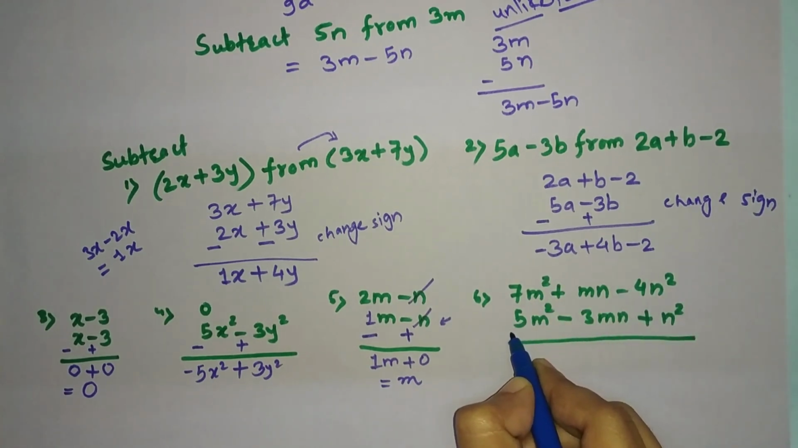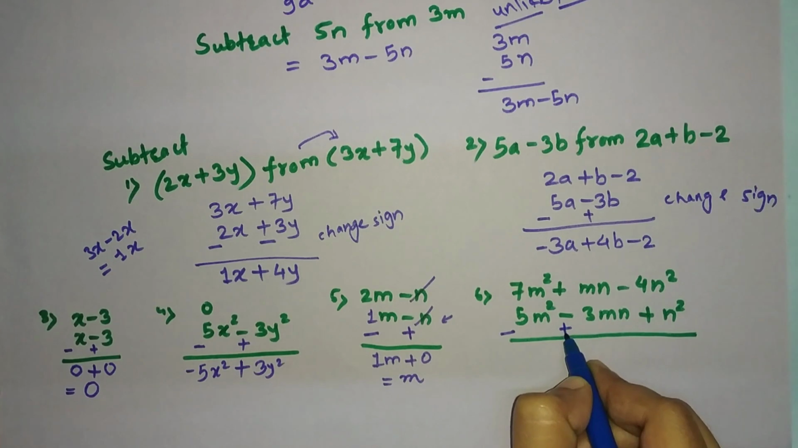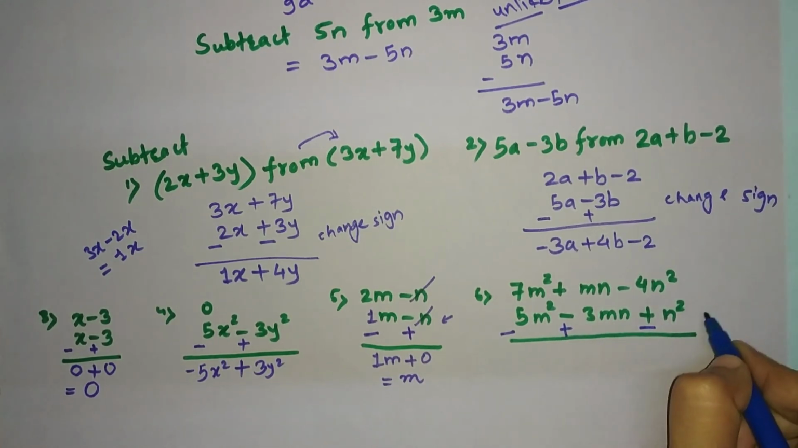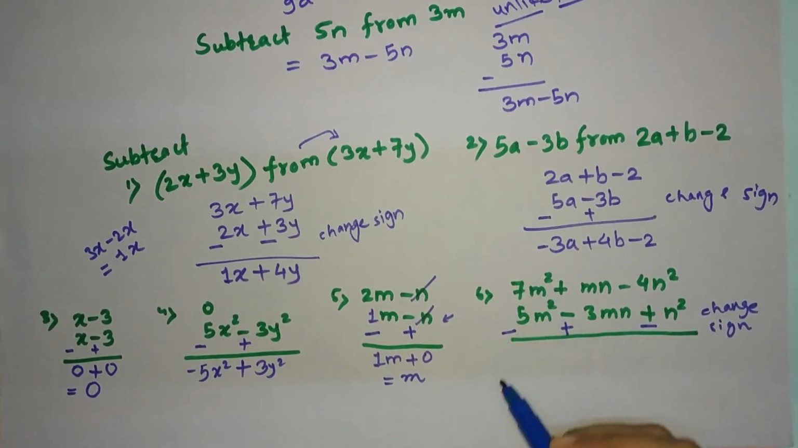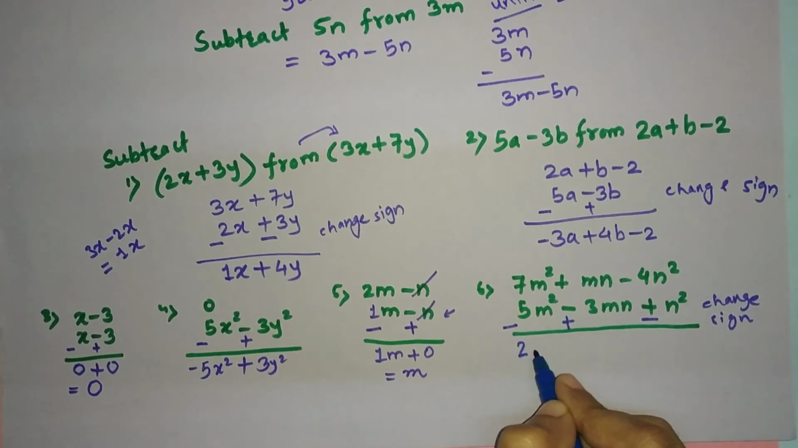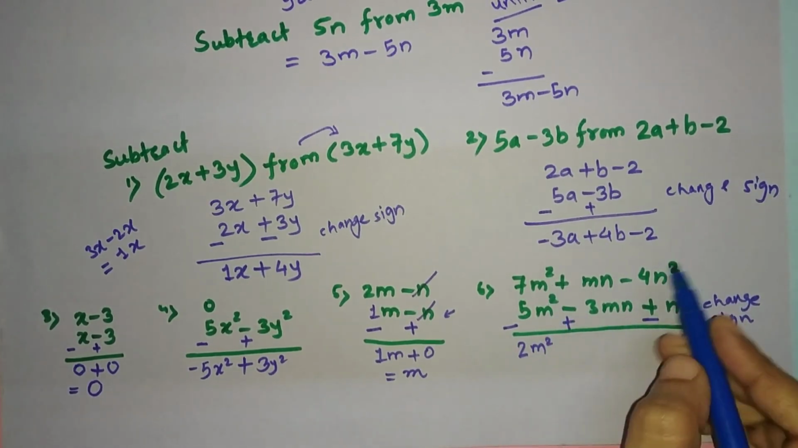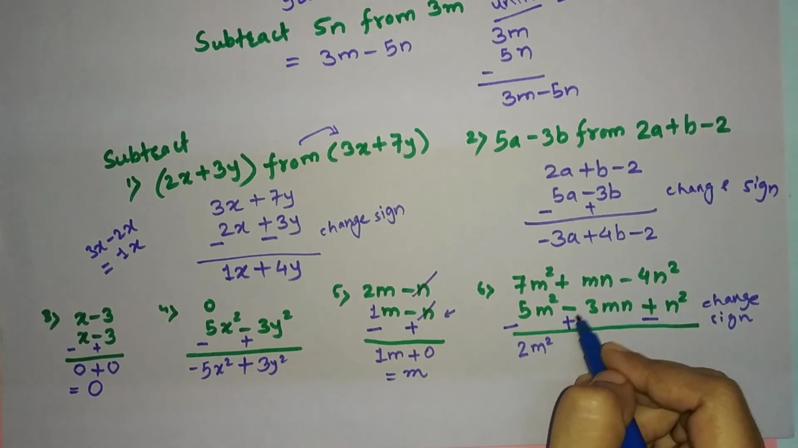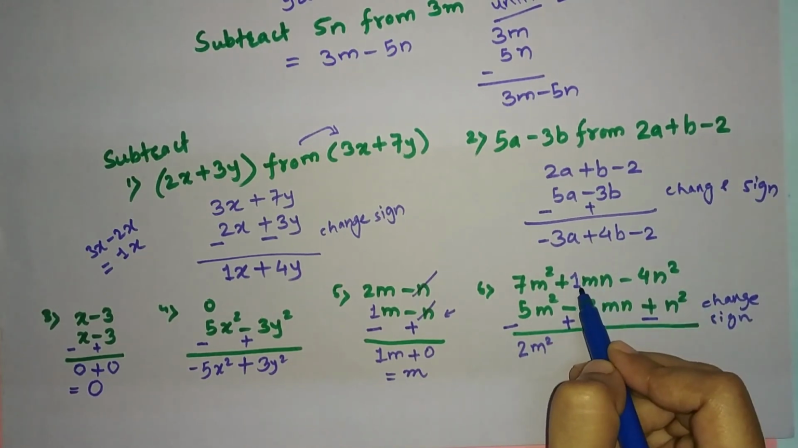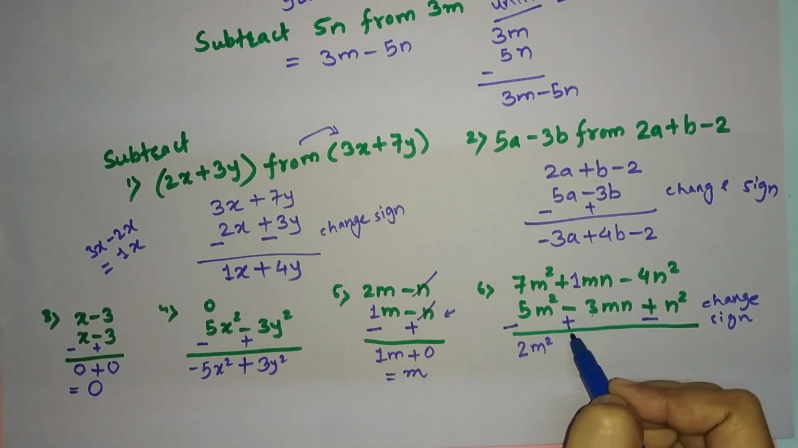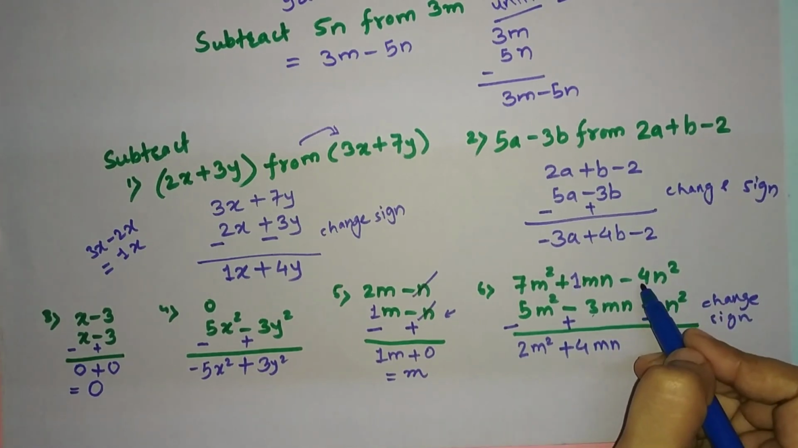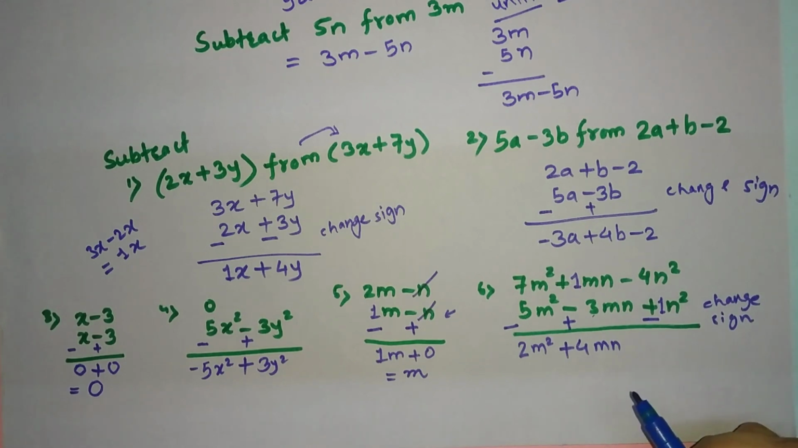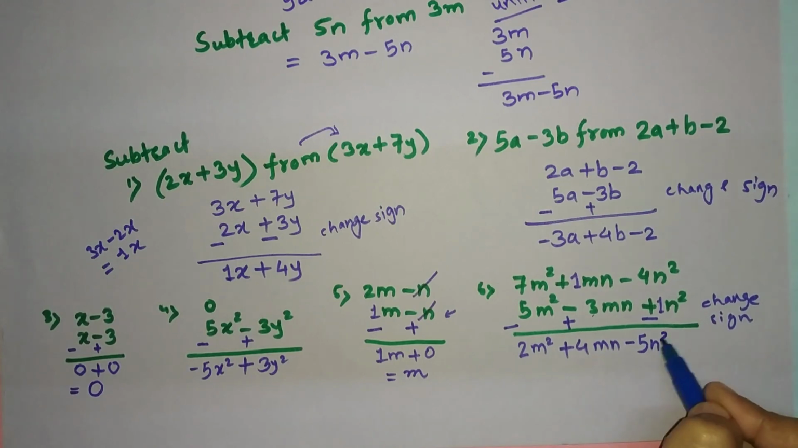Next we will change the sign of this below expression, that is the subtrahend. Minus becomes plus, plus becomes minus. So we are actually changing sign here. Now we will perform a subtraction. 7 minus 5, you will get a 2m square. They are like terms, so we can perform it. Plus mn, minus becomes plus. Here 1 is a coefficient. Plus 1 plus 3 is a plus 4mn. And here it is minus 4 minus 1. Nothing is there, means 1 is there. Minus 4 minus 1. We'll add them and give a sign of minus 5n square.